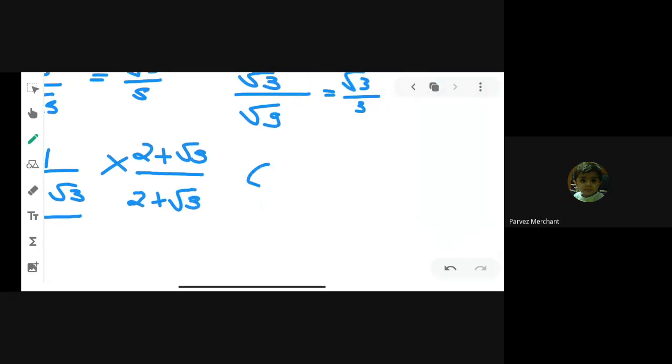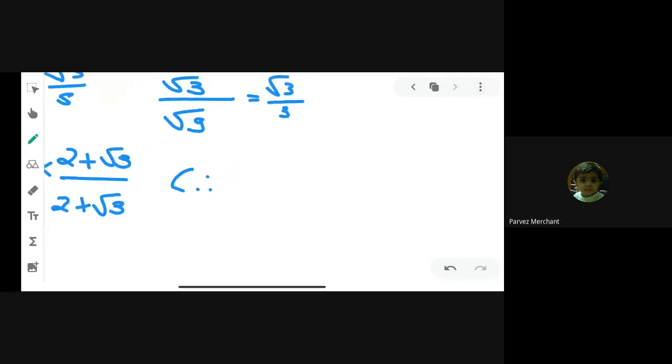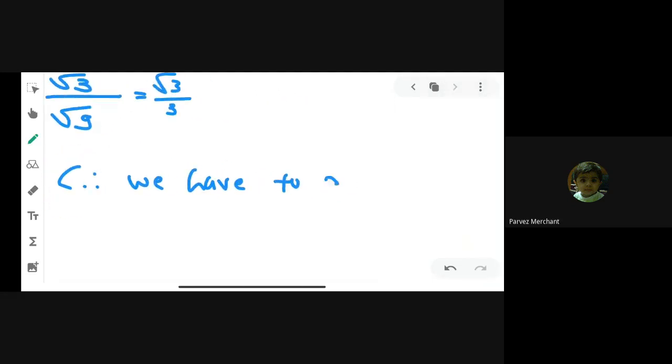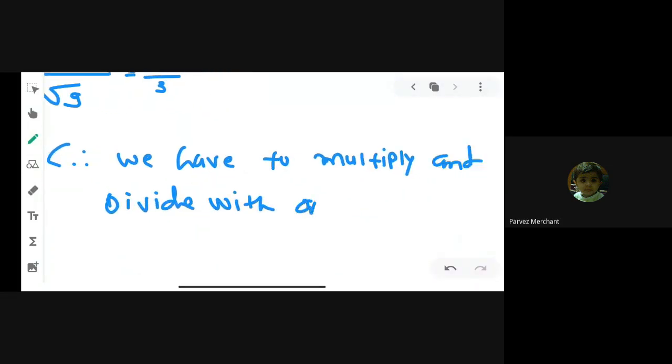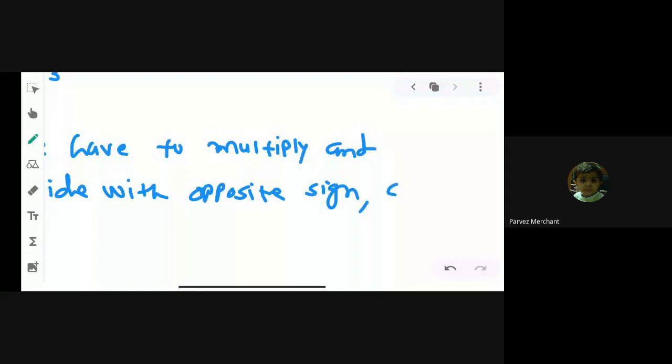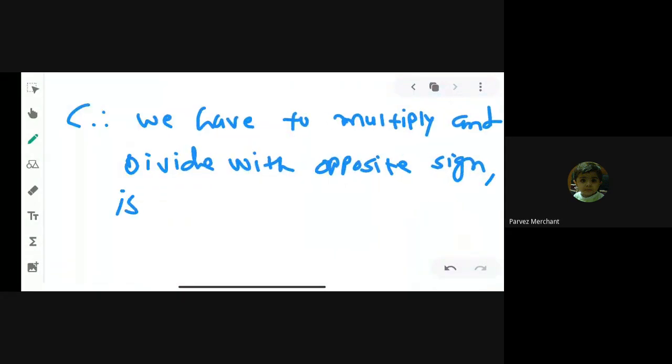I am writing here, we have to multiply and divide with the opposite sign, and it is known as the conjugate.